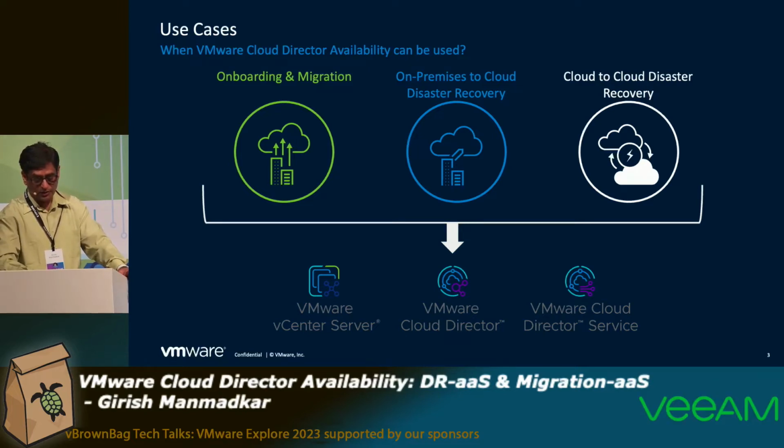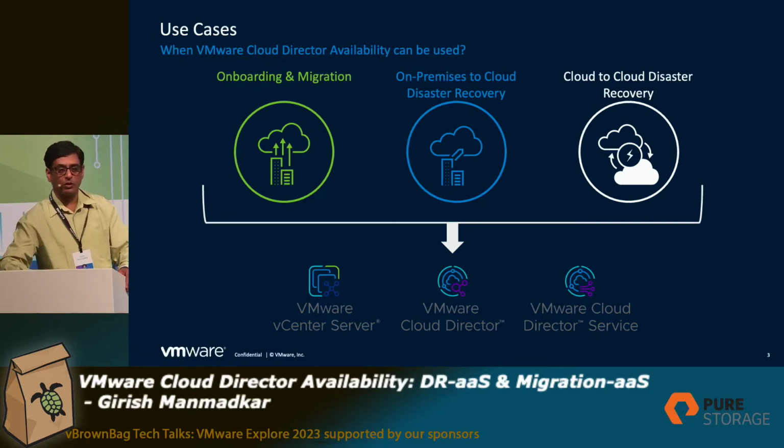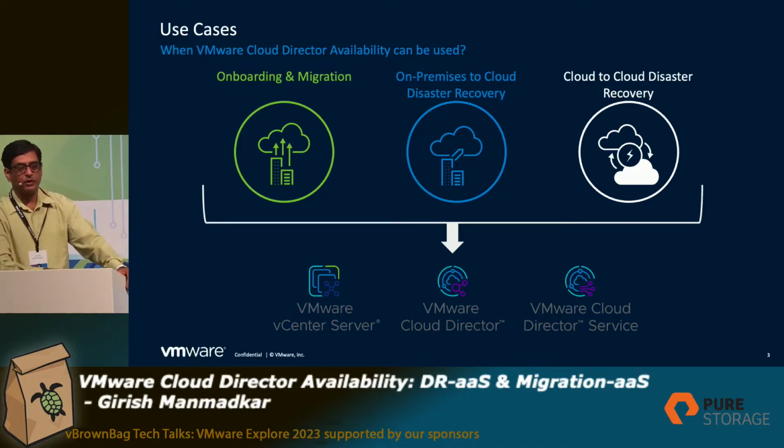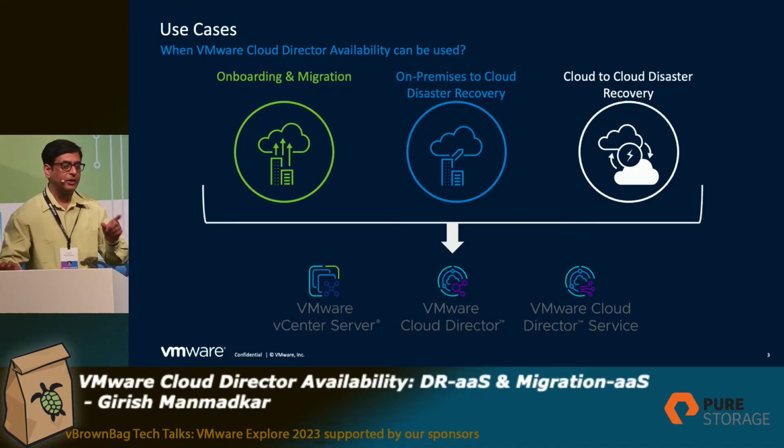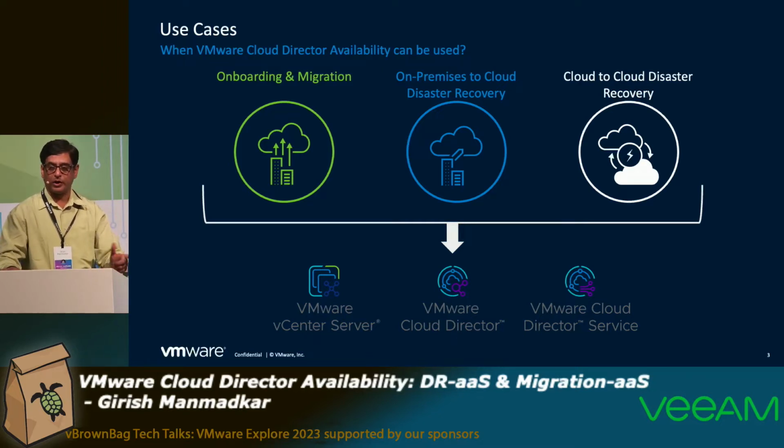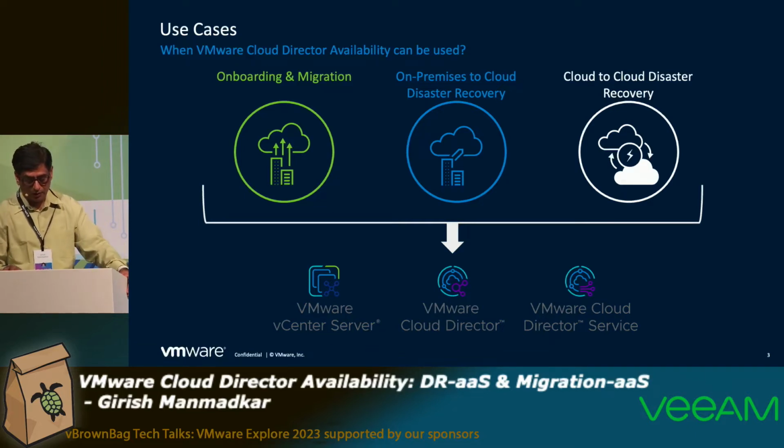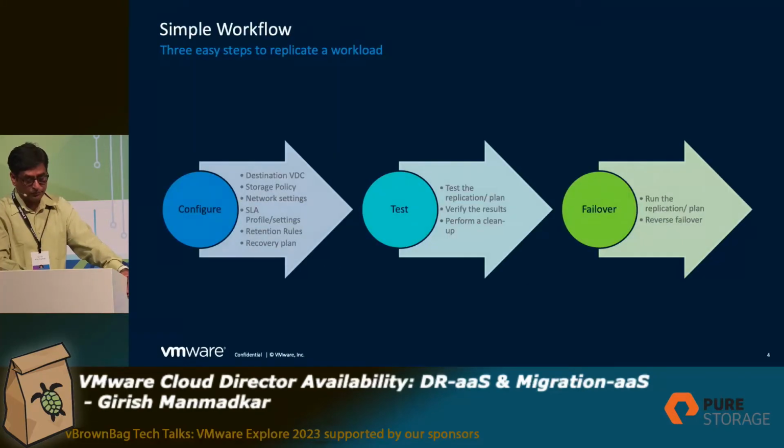There are three components that we use. You are probably familiar with vCenter Server, which is certainly required. Cloud Director is my cloud management portal component, which gives me the multi-tenancy. That's where it becomes a little critical: how do I provide protection to those VMs in a multi-tenant type of cloud, right? And of course, Cloud Director Service, if I have that as an option, I can also protect.